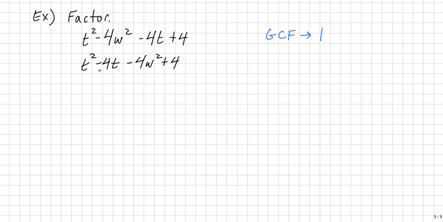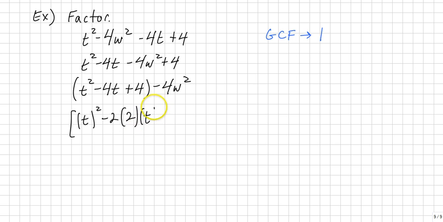So what if instead of putting the ones with t together and the ones with 4 together, what if we do t squared minus 4t plus 4? What if we put those three together? Because those might be a perfect square trinomial. So I could write that as t squared minus 2 times t plus 2 squared minus 4w squared. And sure enough, we have a squared minus 2ab plus b squared. So it is one of our perfect square trinomials.